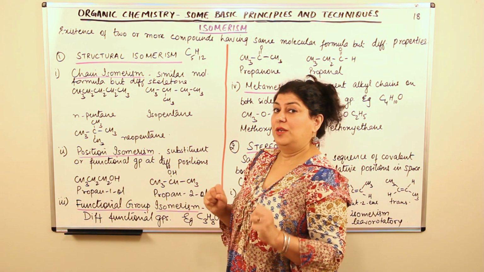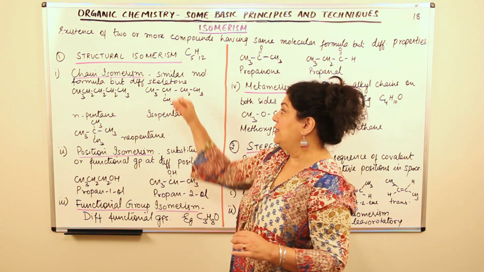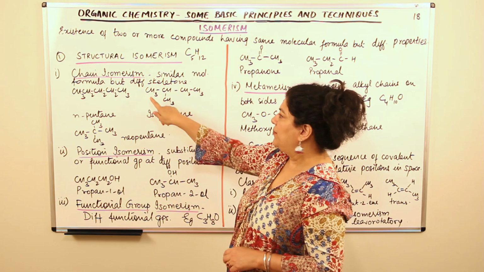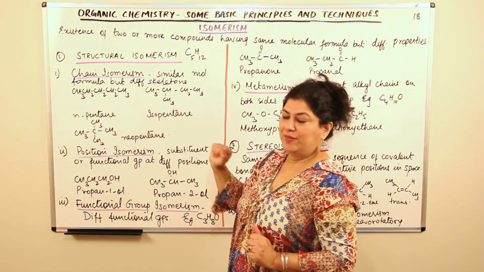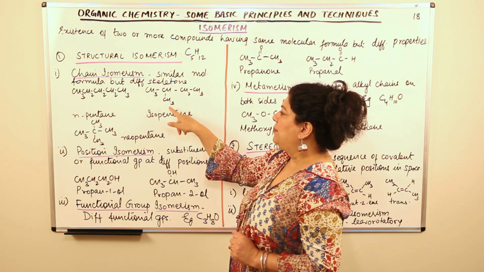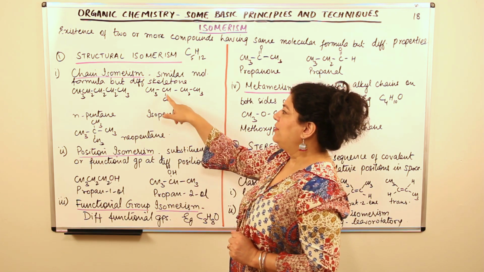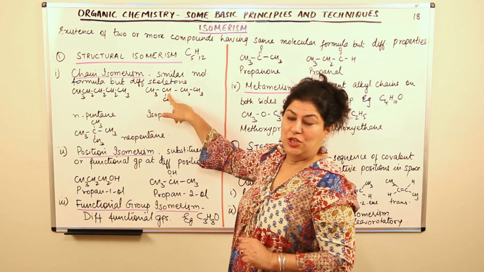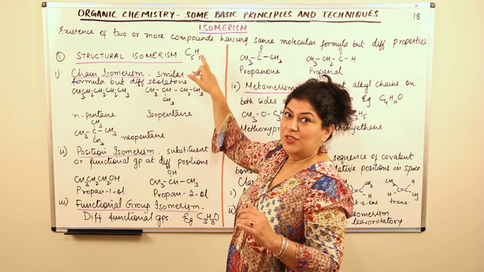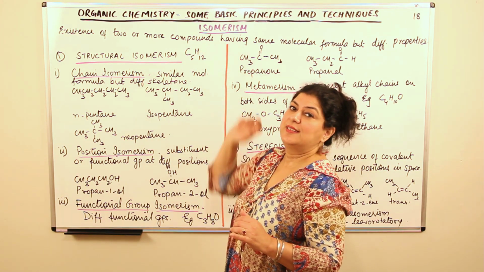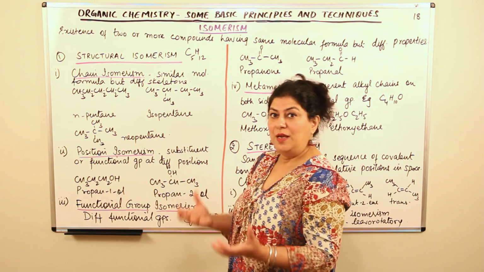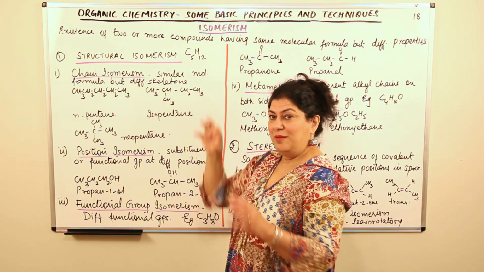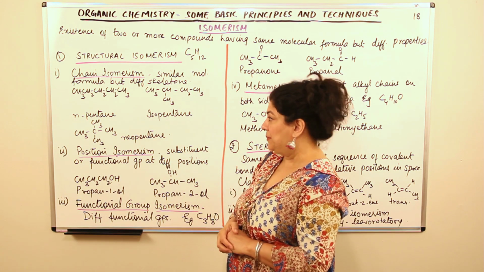If we count the number of carbons and hydrogens in this compound, what does it come out to be? 1, 2, 3, 4, 5, there are 5 carbons, and how many hydrogens? 3 plus 3 plus 3 is 9, 10, 11, and 1 hydrogen here, 12. So there are 5 carbons and 12 hydrogens. Same general formula, but the structure is different.